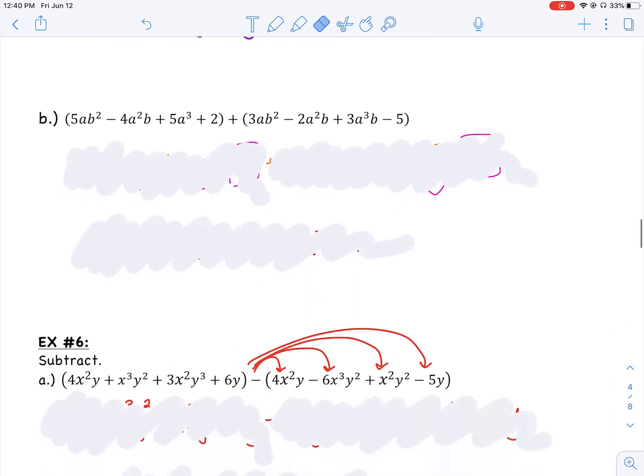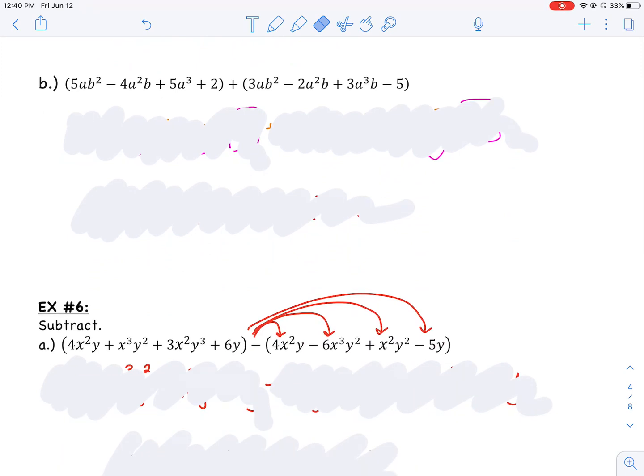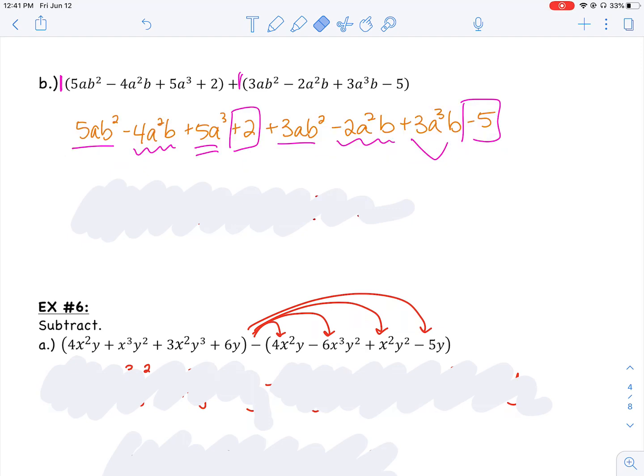All right, let's practice another one. Look at example number 5b. I'm adding the two polynomials together. I know that because there's a plus sign in between. I'm going to get rid of the parentheses first by distributing the numbers in front, and both of these happen to be positive ones again. And then I'm going to combine all my like terms. Remember, the same exact variable with the same exact exponent.